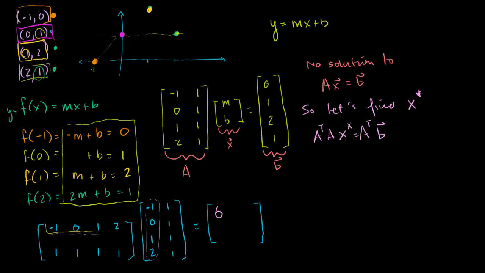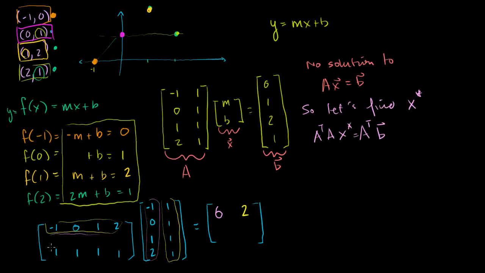Now let's take this row dotted with this column. So it's going to be negative 1 times 1 plus 0 times 1. So all of these guys times 1 plus each other. So minus 1 plus 0 plus 1. That's all 0. So it's going plus 2. So it's going to get a 2.